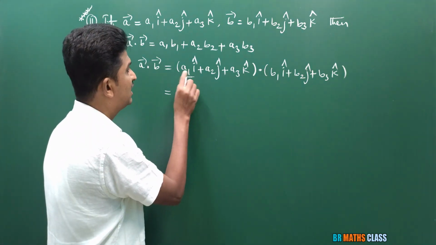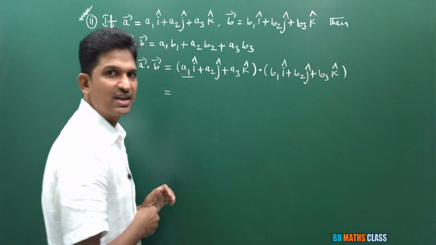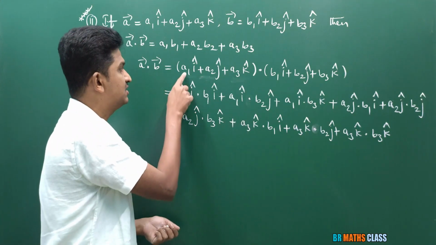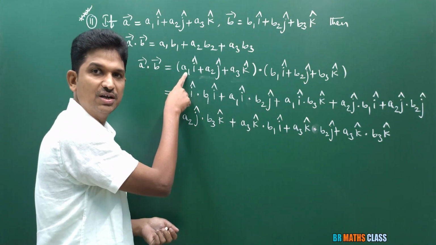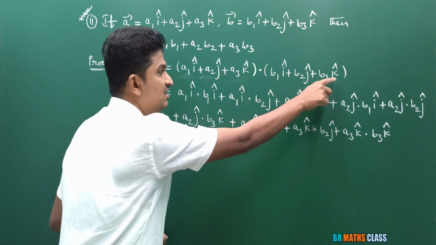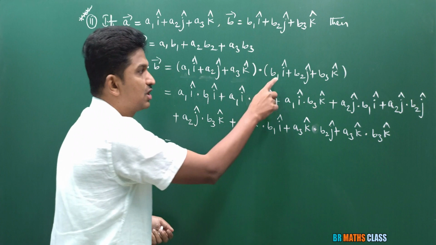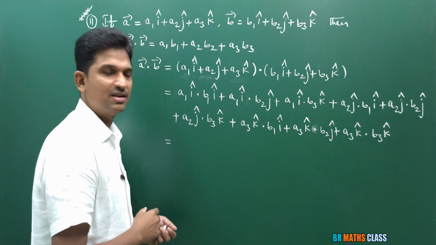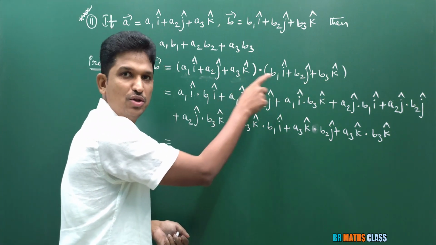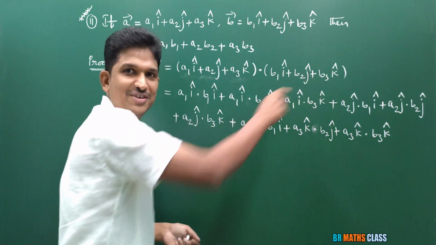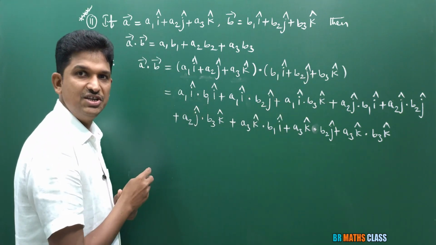First take this term and multiply with each term of this vector. How did you get this? First you take the first term of this vector and do the dot product with each term of this vector. Next you take this term and do the dot product with each term of this vector. Similarly, you take this term and do the dot product with each term of this vector. So we will simplify each and every term.